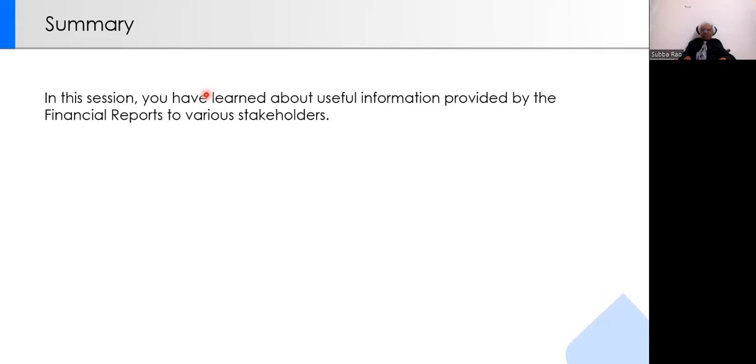What is it that you have learned today? In this session, you learned about the useful information provided by the financial reports, all those three reports, and all the stakeholders. I have told you who the stakeholders are, and why those stakeholders want this information, and how it helps them in taking their decisions. It may be an investment decision, whatever. Hope you have understood this.